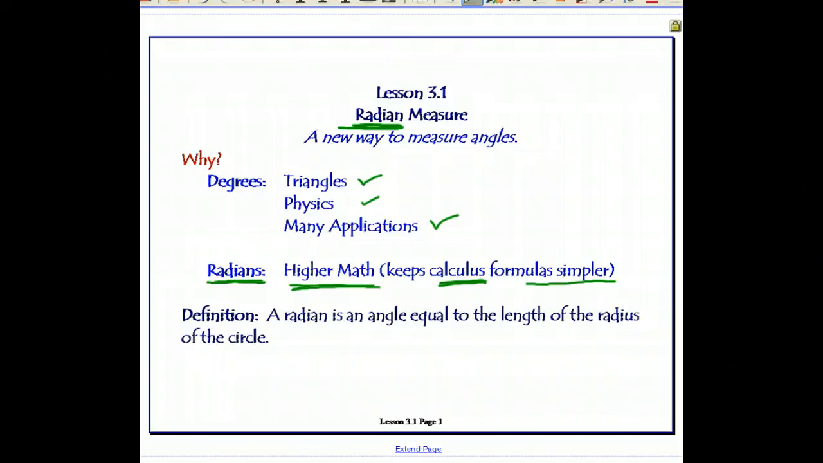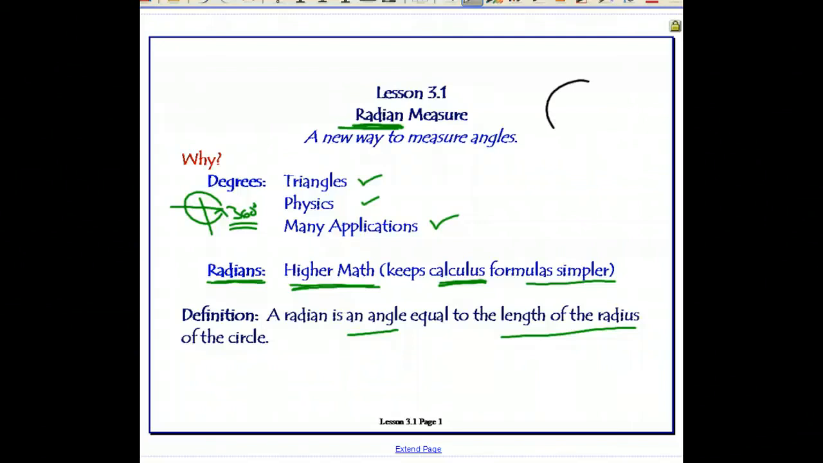First of all, what is a degree? Well, we took a rotation and broke that up into 360 pieces, and so 1/360th of a rotation was a degree. So what is a radian? A radian is going to be an angle, and it's going to equal the length of the radius of a circle. We'll just sketch this out right now, and then in class we'll certainly build on this quite a bit more. So just think of this roughly.